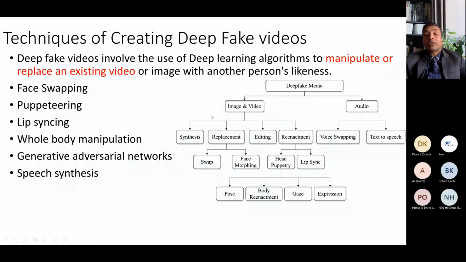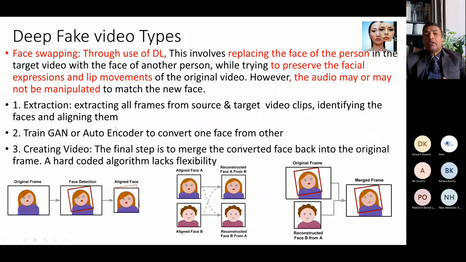In the case of a deepfake video with images and videos, there are different techniques that are used. For example, image face swapping, puppeteering, lip synchronization, whole body manipulation, and speech synthesis. These are all the common methods of creating deepfake media, including deepfake video and deepfake images. So how does deepfake generation work using the generative adversarial network?